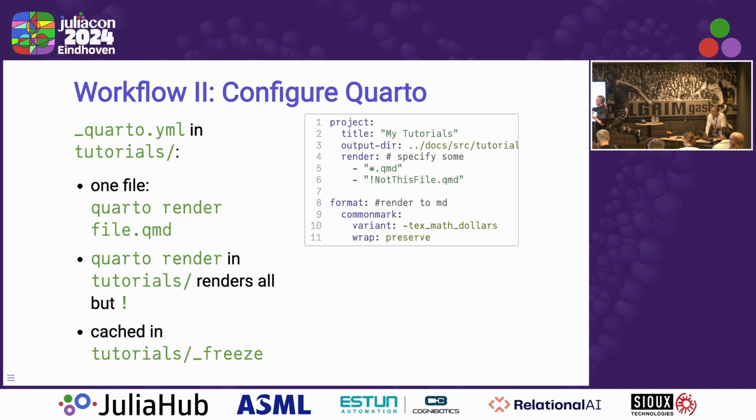So whenever you work on a file, you would just do quarto render file.qmd in the terminal, and it would just generate the markdown file. If you specify the folder, it runs everything in the folder besides the ones that you exclude. And the rest is just a bit of setup. I want to render to markdown, so I say I want to have commonmark, and please do dollar signs as tex math. So I have to use dollars for tex math. But then it generates all that, and it keeps a cache in tutorials_freeze, so it recognizes whether the QMD file changed or not, to re-render or not re-render. That's the main technicality here.